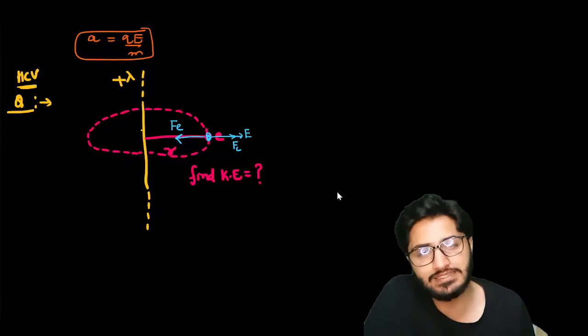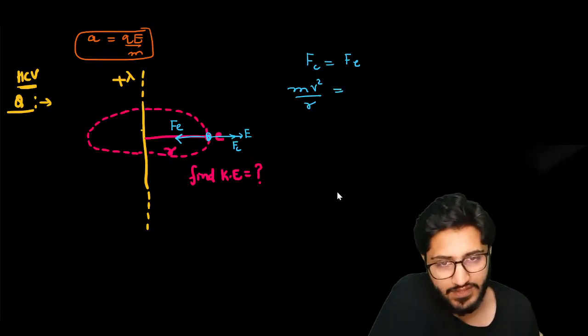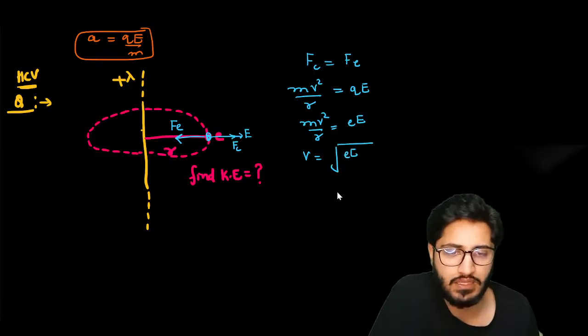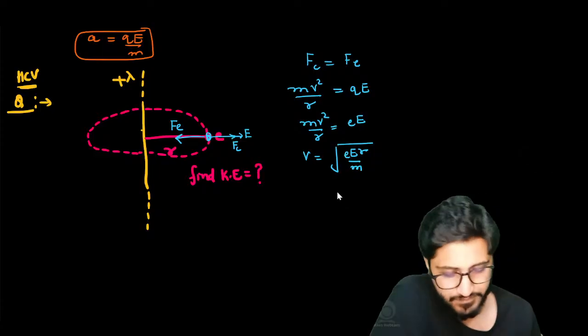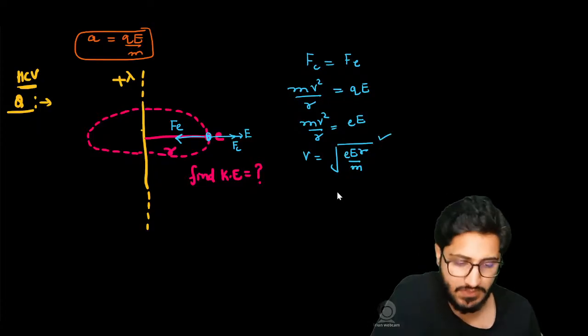So these will be balanced. Can I write Fc is equal to Fe? Yes. Centripetal force is mv square by r. What is Fe? It is Q times E, which is eE here. So I can write mv square by r equals eE. So v came out to be under root of eEr by m. Clear?